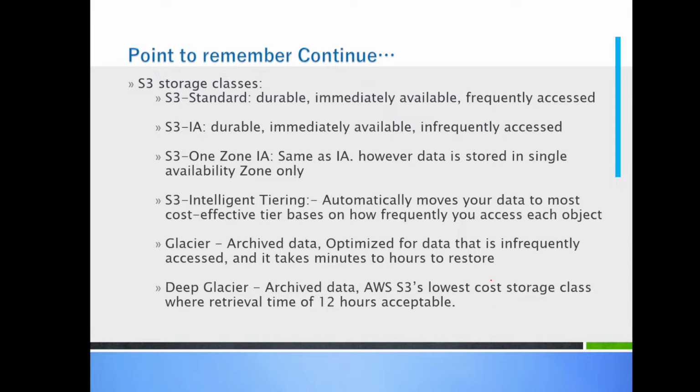S3 Intelligent-Tiering automatically moves your data from one tier to another, to the most cost effective tier, based on how frequently you are using the data. Glacier is used for archival data, optimized for data which is infrequently accessed, and retrieval can take minutes to hours. Same goes with Deep Glacier and Glacier Instant Retrieval.